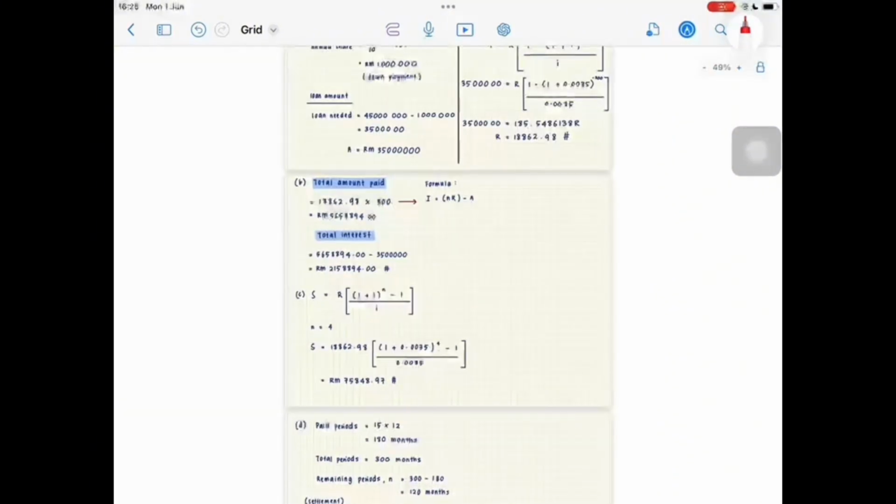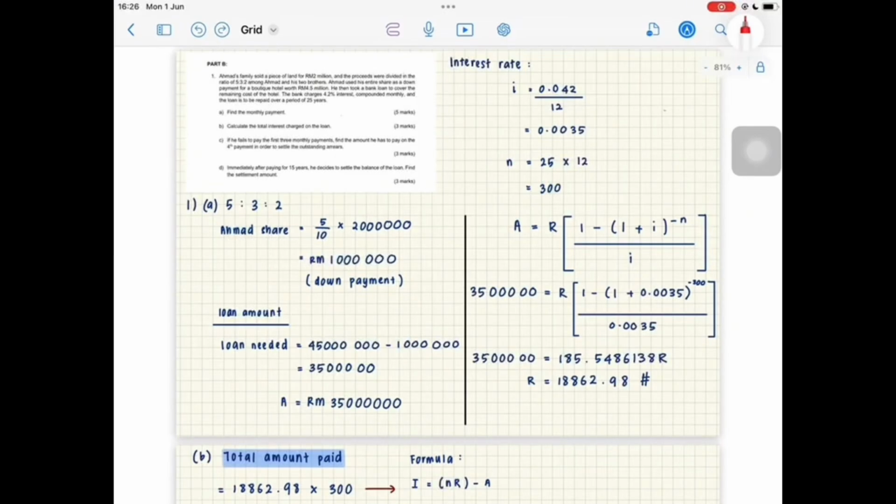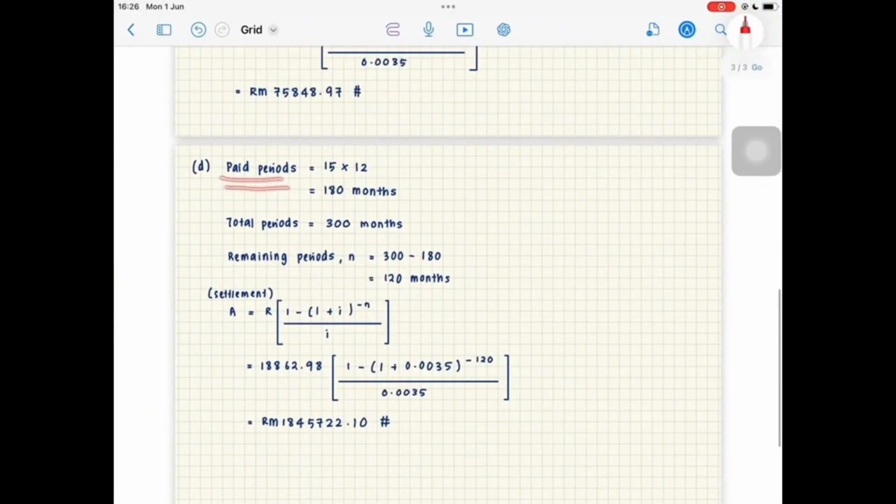Moving on to D. Immediately after paying for 15 years, he decides to settle the balance of the loan. Find the settlement amount. We have to count the paid period, 15 multiplied by 12, which gives 180 months. The total period is 300 months, and the remaining period is 300 minus 180, which gives 120 months. We can use this formula, where A is the settlement, and we just fill in all the values we got. And finally, this is the answer.